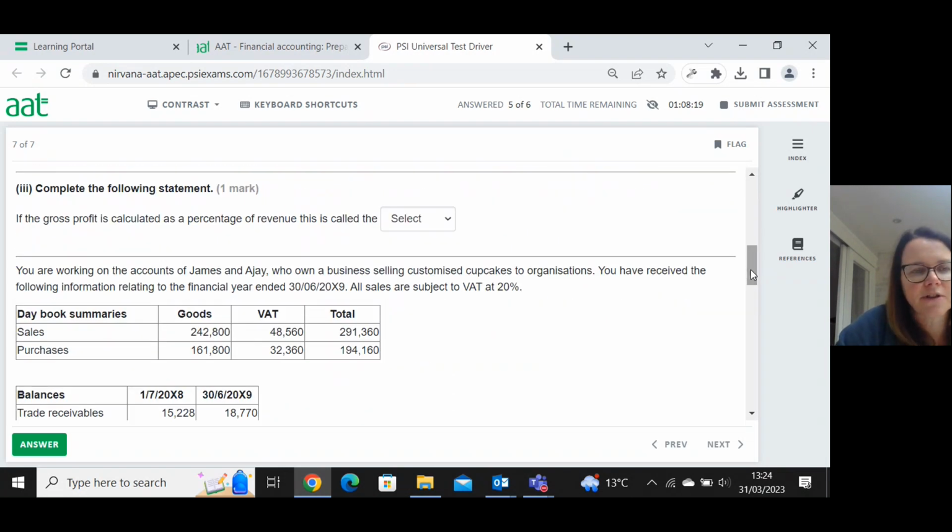Complete the following statement. If the gross profit is calculated as a percentage of revenue, that will be the margin. If it was a percentage of cost, it would be markup.